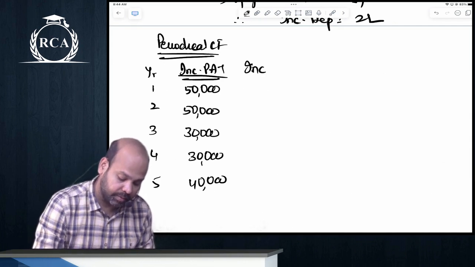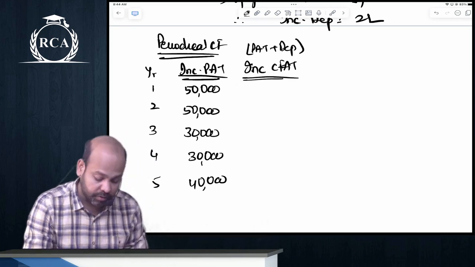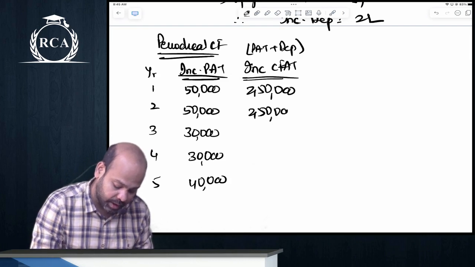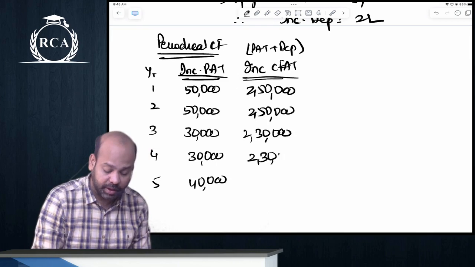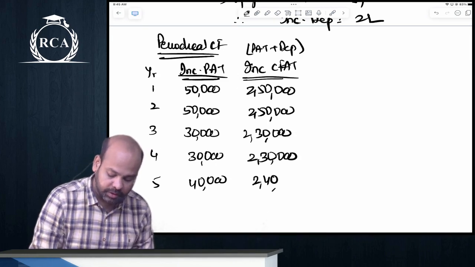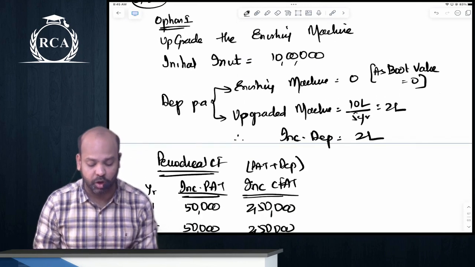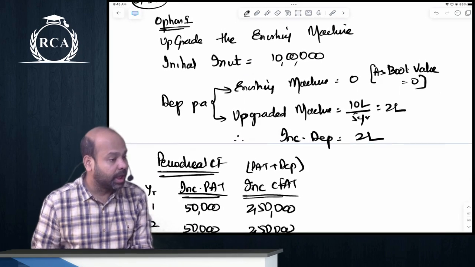Incremental CFAT beta. Every year your incremental depreciation is how much? Add back 2 lakhs depreciation. So this will become 2 lakh, 2 lakh 50, 2 lakh 50, 2 lakh 30, 2 lakh 30, 2 lakh 40. हो गया इस question. Present value factors दिया हुआ है क्या question में? Just use those present value factors, discount and compute present value of periodical cash flows, compare with incremental initial investment. That will be the NPV here.